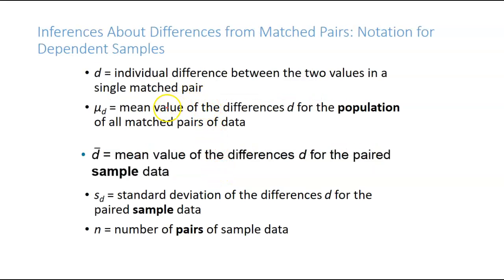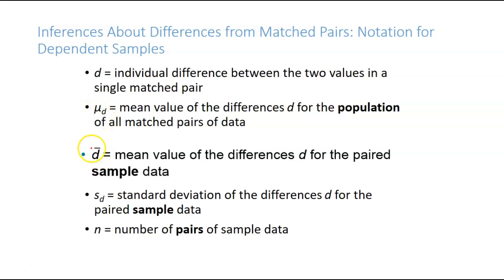Okay, we have a lot of notation that's new here, so I want to take a minute and go over this. d is simply the difference between 2 values in a pair. So you just subtract the 2 values. Like if it's for a before and after situation, then you would do the after minus the before and that type of thing to get the difference. The mu sub d, that's the population mean for the difference there. So the little sub d is referencing the difference. So it's the mean of the difference basically.